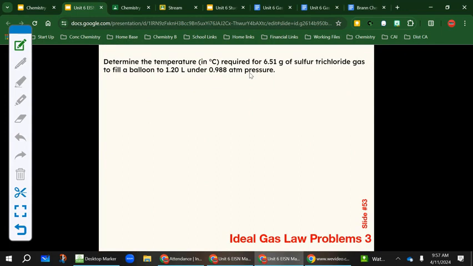Okay. Determine the temperature in Celsius required for 6.51 grams of sulfur trichloride gas to fill a balloon to 1.21 liters under a pressure of 0.988 atmosphere. Is this using what we just did? Well, again, this is going back to the problems like we were doing just a minute ago, with the R and everything.